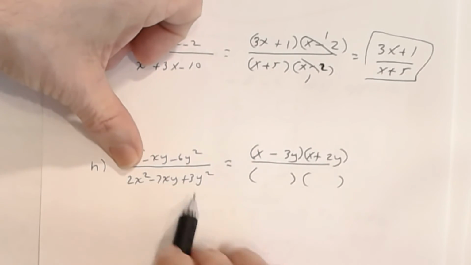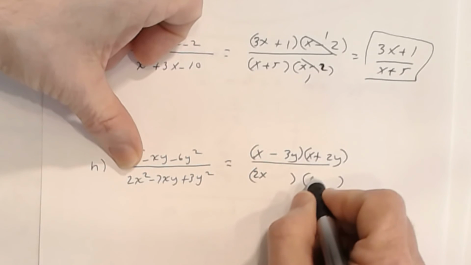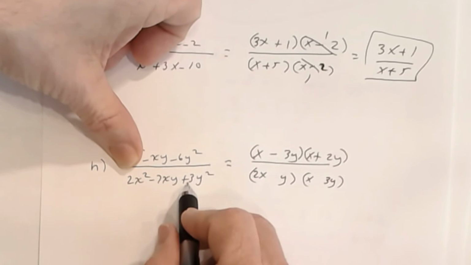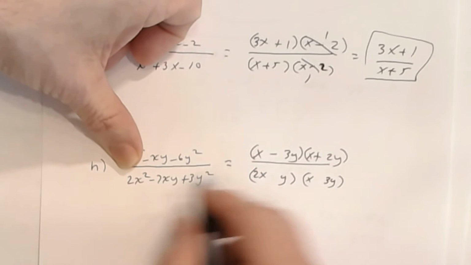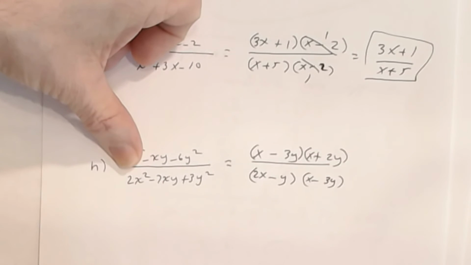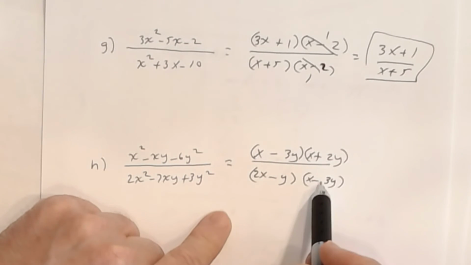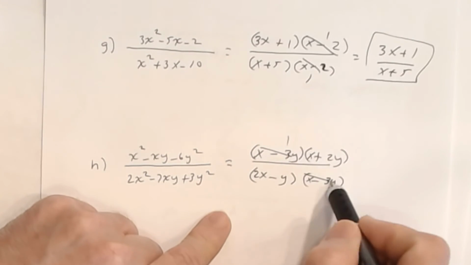The denominator, this is 2x, x. For 3y, let's put the 3y here and the y there. The last sign's positive, and they're both negative. All right, and then notice I have an x minus 3y here. Do you see an x minus 3y in the denominator? Yes. So those divide out.